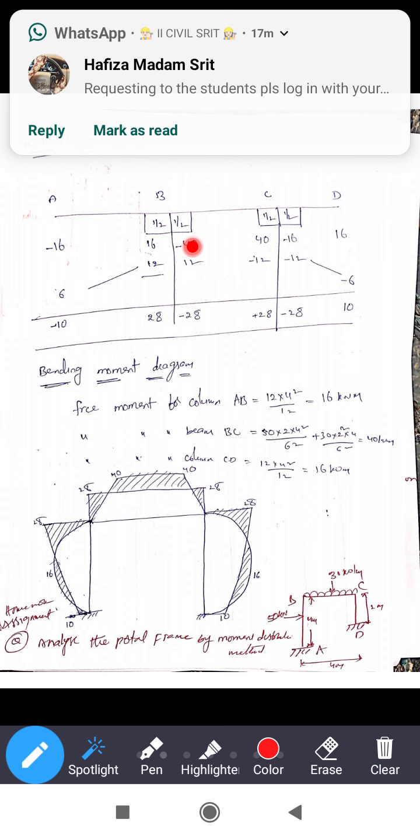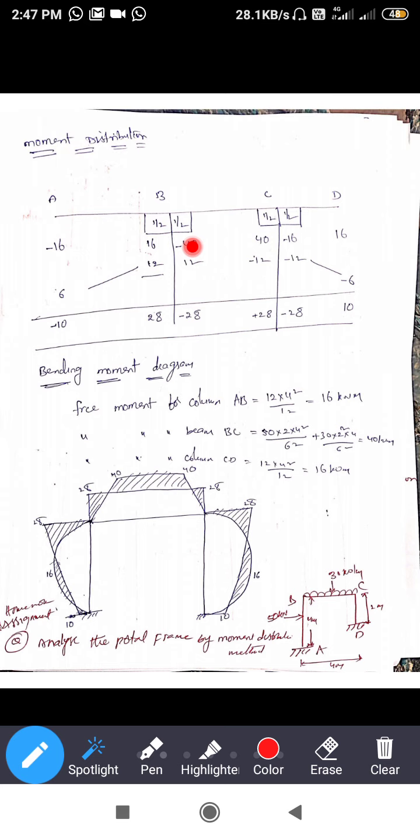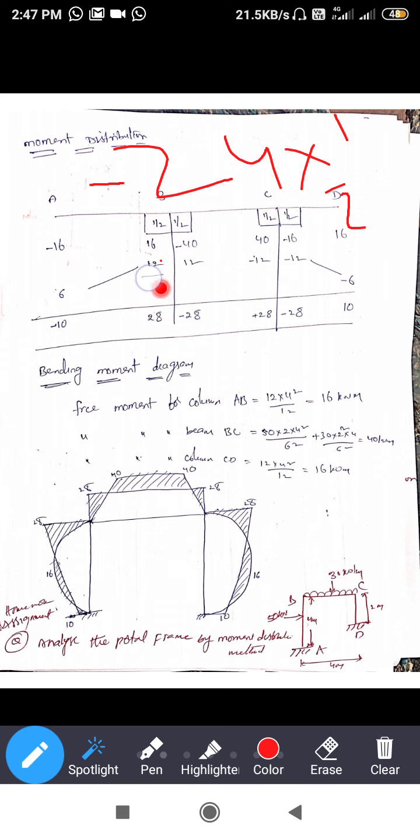16 plus or minus 40. How much value do we get? 24. So 24 into 1 by 2 is nothing but 12, 12. If you got a minus sign when adding these two values, you can use the plus value here.